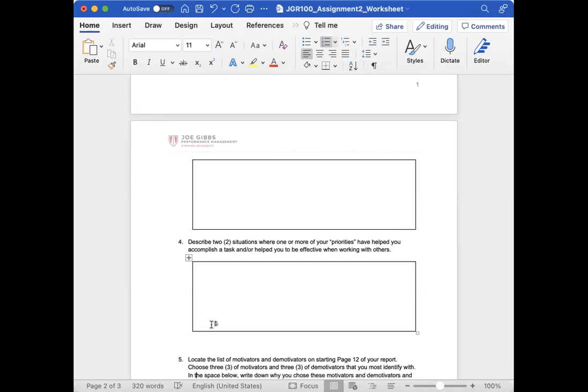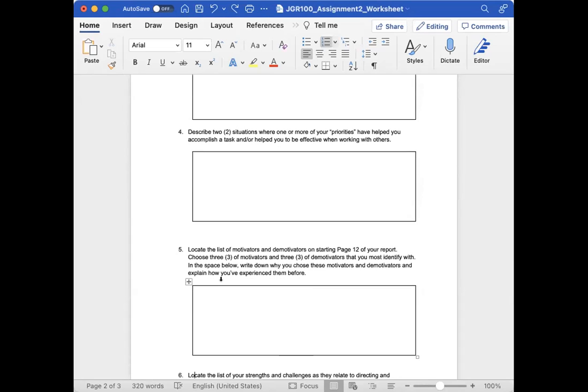Number 4 says describe 2 situations where one or more of your priorities have helped you to accomplish a task or helped you to be effective when working with others. That would go in this highlighted box here, number 4. So you can just think of 2 things that have happened. For those of you who've worked ahead, you've already thought of that and you already know what your answers are going to be, and you're just writing that down.